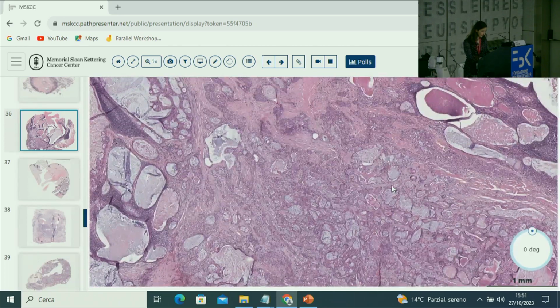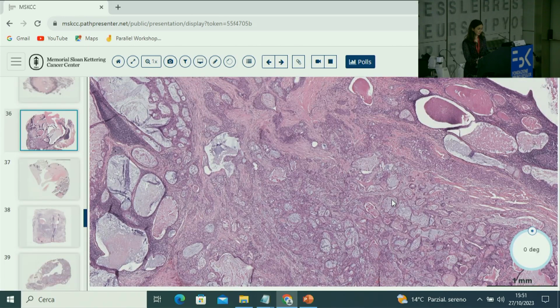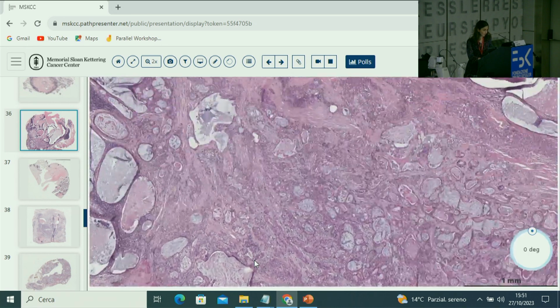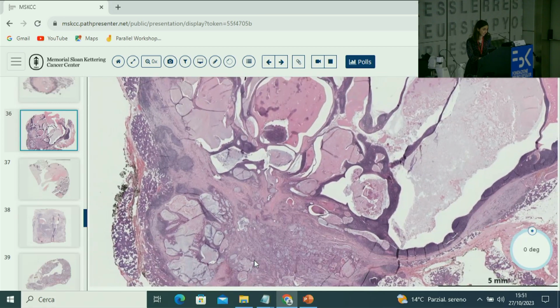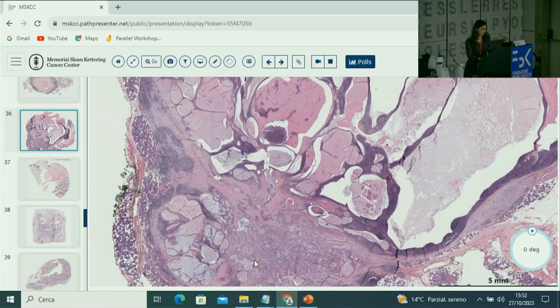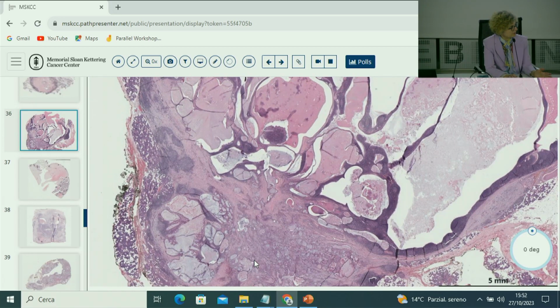I have the same question. Would you find this out without the MAML2 test? With this area, I would. But without this area, I would do MAML2. Yeah. Well, I have another question. This is a very tricky case and in general a very difficult problem, because you know they've been described in Wharton tumor with the MAML2 translocation. Yes, yeah. So what do you feel about that?